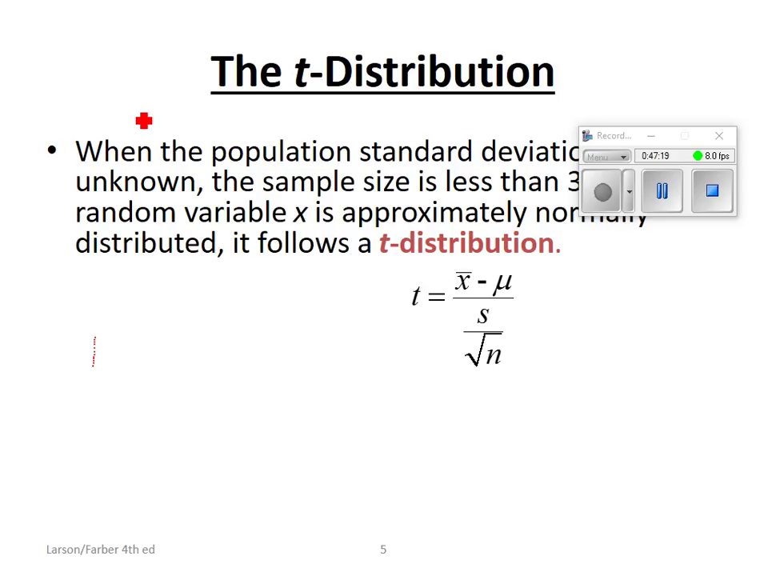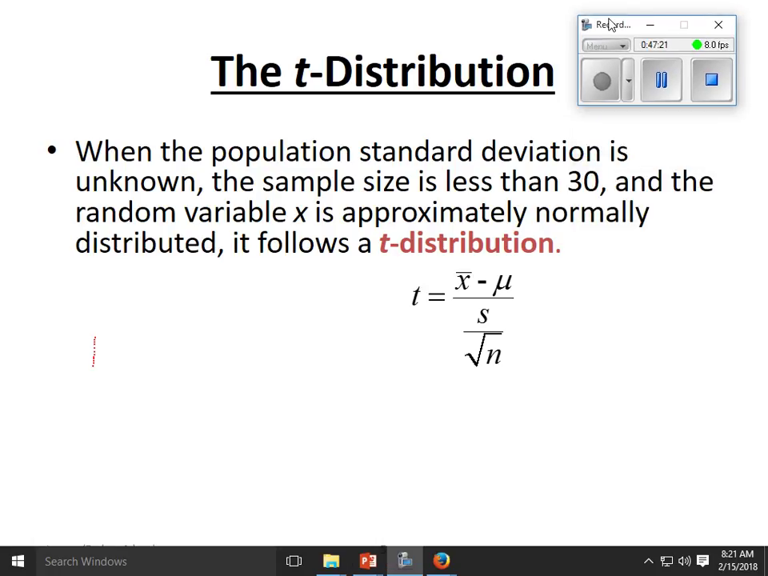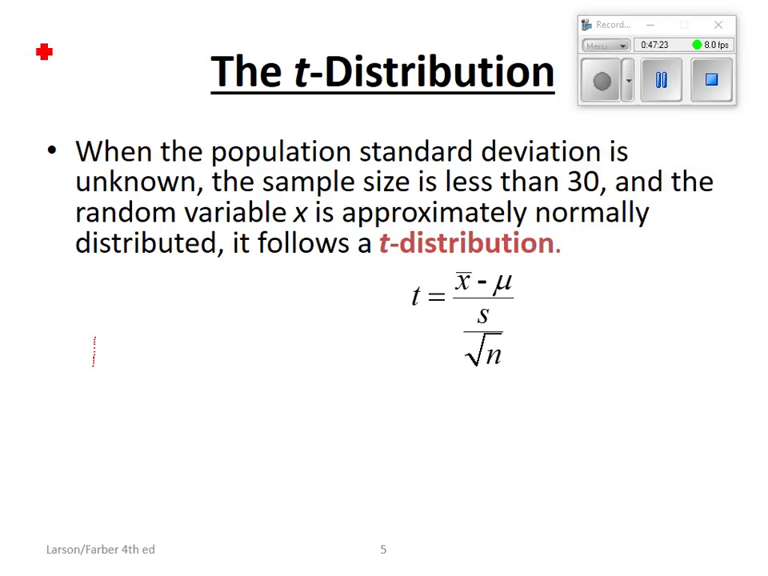It's called a T distribution. What did we just get done doing? Z distribution, or normal. Z distribution is what we did. That was the normal. T distribution is when we're using small samples.